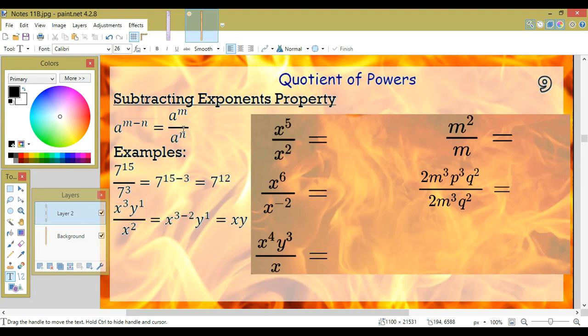Notice that we have to have the same base in order to do this. So for example, if this was a 7 and this was like an 8 or something, we couldn't do that. It would already be simple.